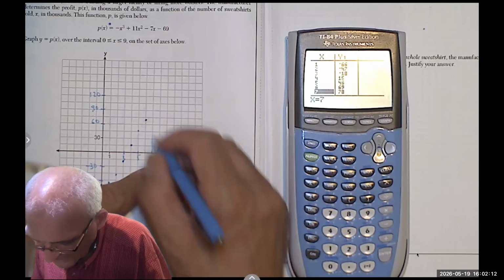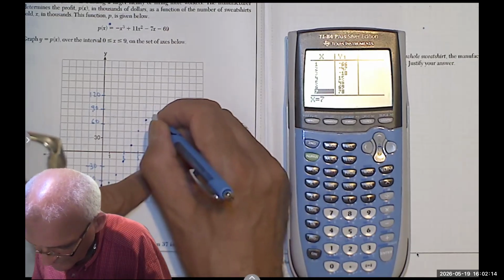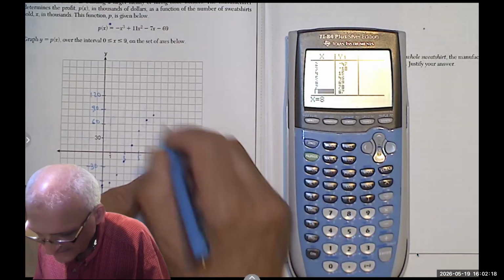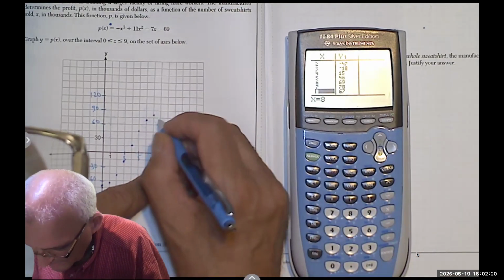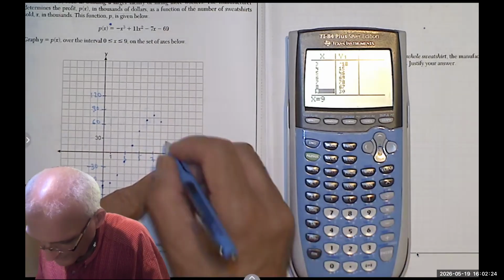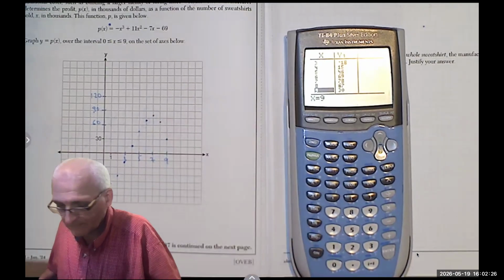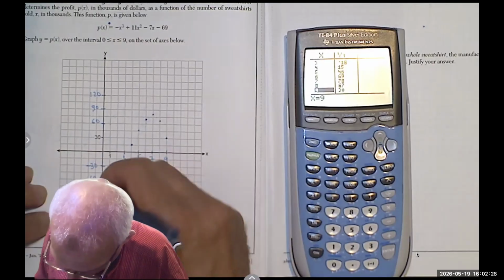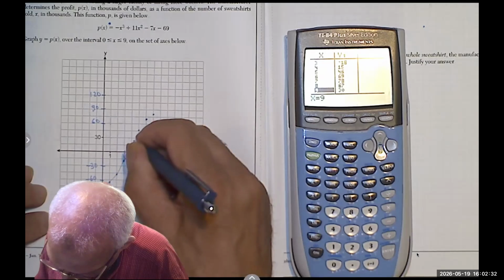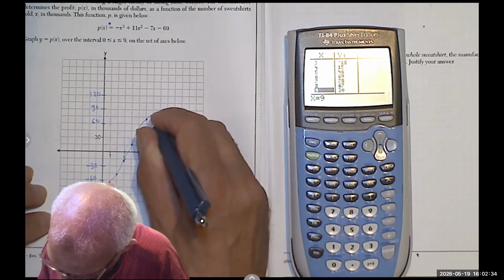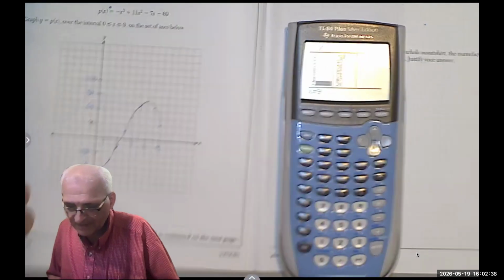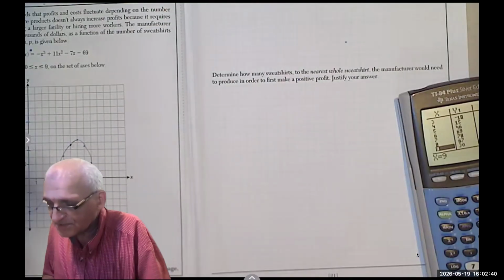At 7, I get 78. This is 75. So 78 maybe here. At 8, I get 67. So I go down a little bit again. And finally, at 9, I get 30. And then here is the plot. It's going up. And then it starts turning down. So that would pretty much be the shape.